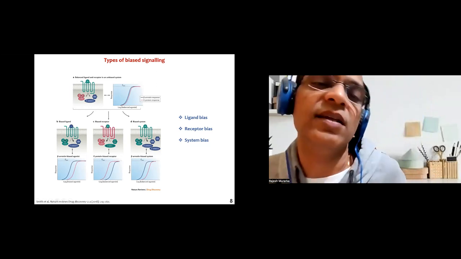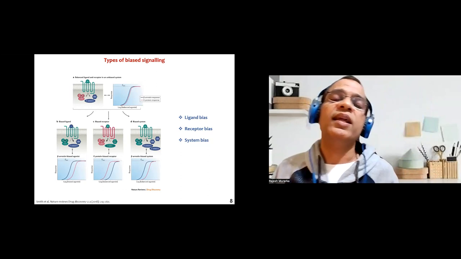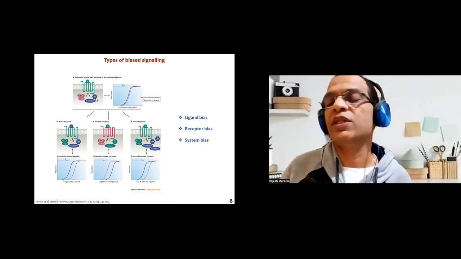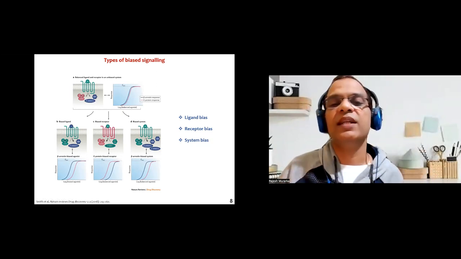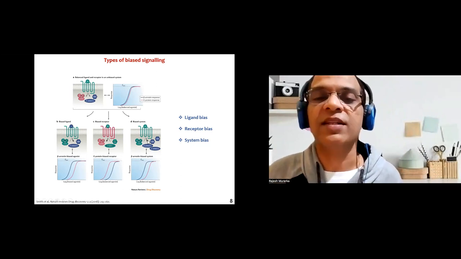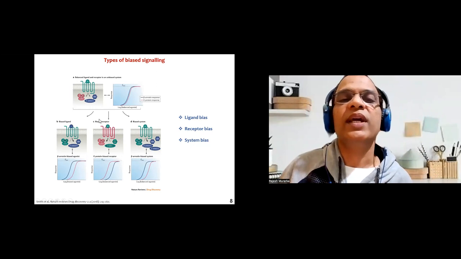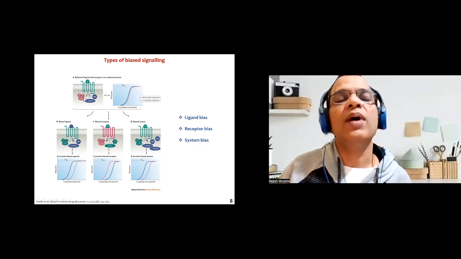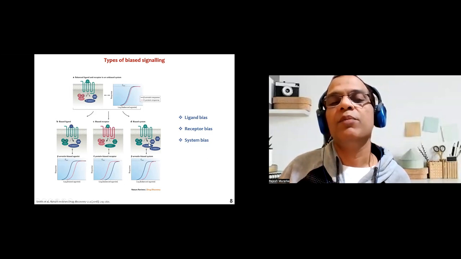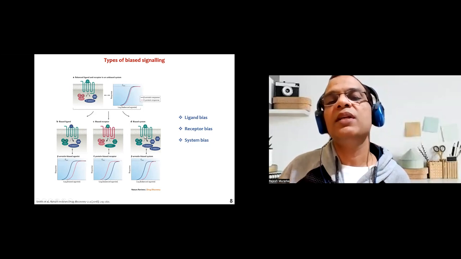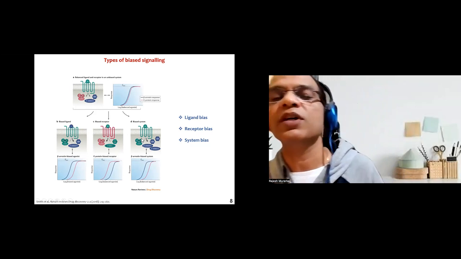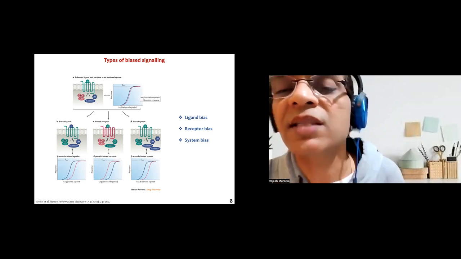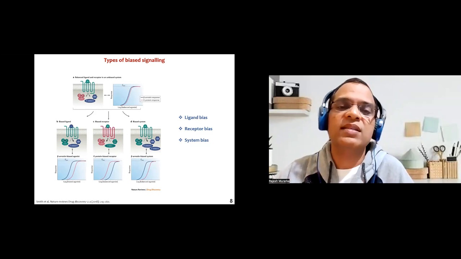And there is another type of biased signaling, which is the biased system, or system bias. Depending on the cell type, let's say your transducers, which are the G protein, beta arrestin, and GRK, the G protein receptor kinases, if one of the transducers is overexpressed, like in this diagram, where beta arrestin and GRK are overexpressed compared to the G protein in a balanced or unbiased system, then this transducer will have a higher concentration and can elicit system bias. So there are different types of biased signaling.